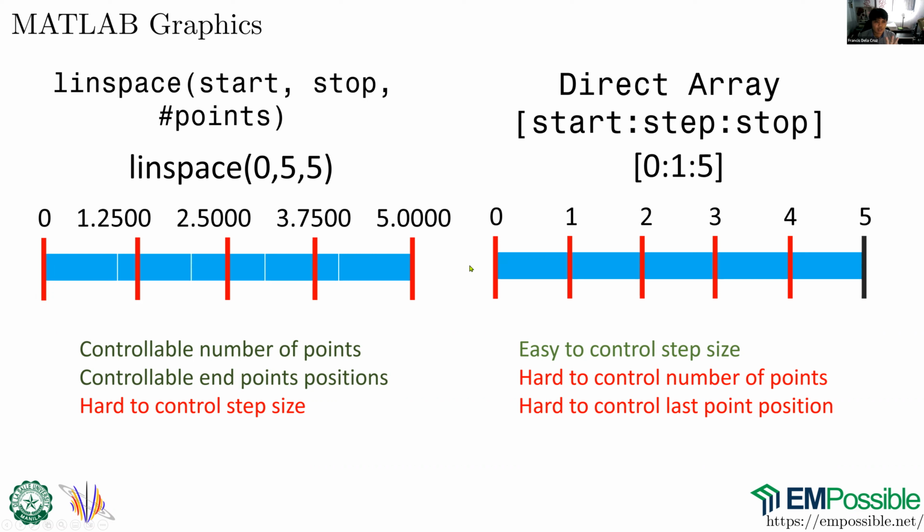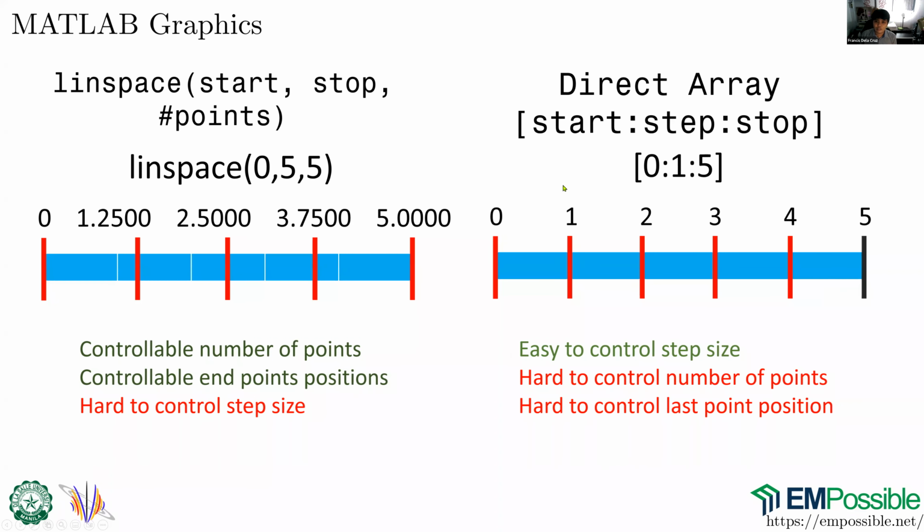Take note that in this array, you can control the number of points. There are 5 points. Second, you can control the endpoint position, so you can control at what number it will stop. But the problem is this: you cannot control the step size, because if you want the step to be 1, you cannot define it in the linspace. The distance between 0 and 1.25 is 1.25. So it's hard to control the step size. But if your application needs to control the step size, you need to use a direct array.